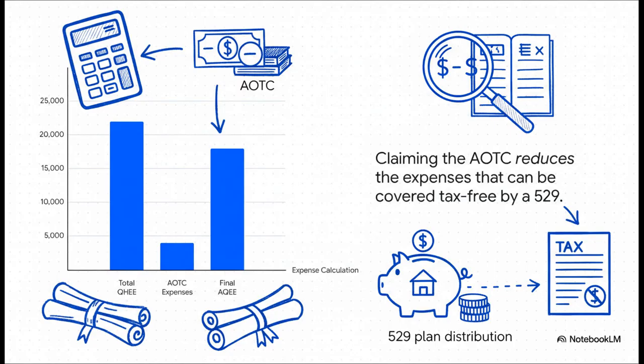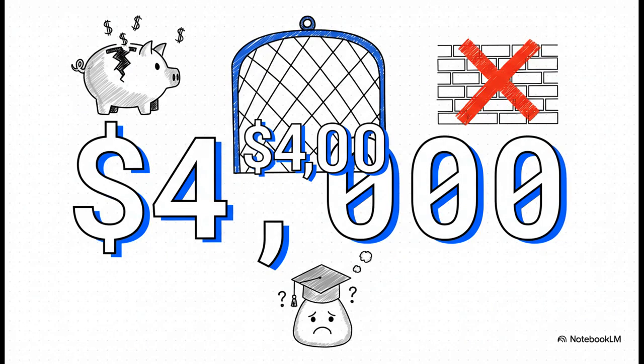But here comes the math the law requires them to do. We start with their $22,000 in total expenses. But because they claimed the AOTC, we are forced to subtract the $4,000 in tuition expenses that they used to get that credit. So that shrinks their adjusted qualified education expenses, the amount that can be covered by a tax-free 529 distribution, all the way down to just $18,000. And there it is. That's the trap. They took out $22,000, but the IRS says they can only justify $18,000 of it as a qualified tax-free withdrawal. That $4,000 difference is now officially reclassified as an excess distribution.